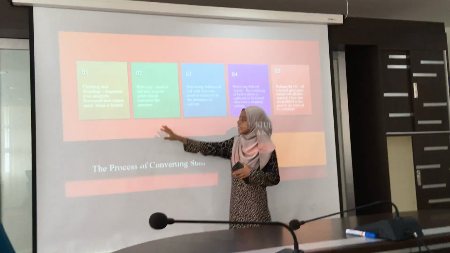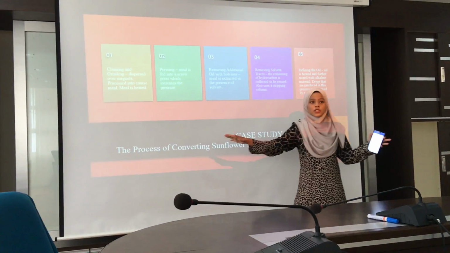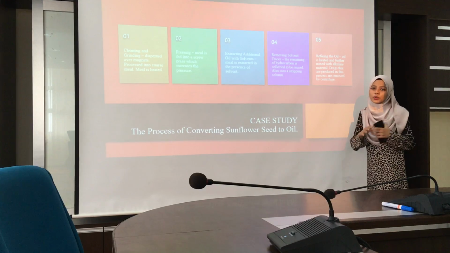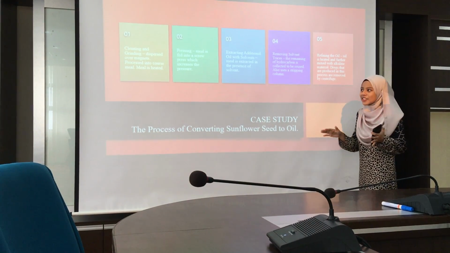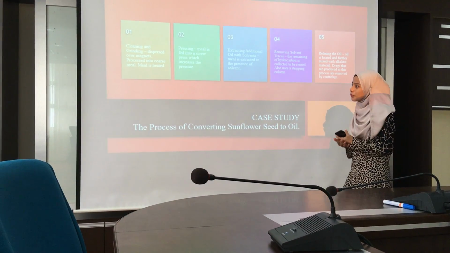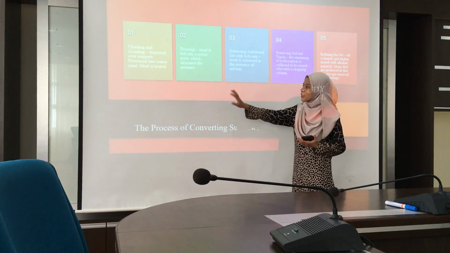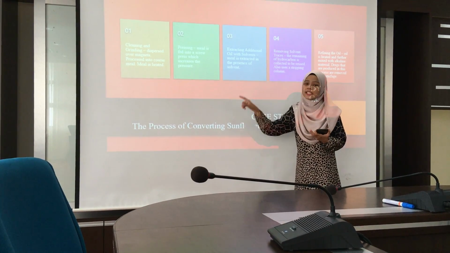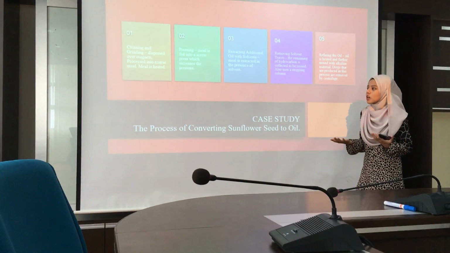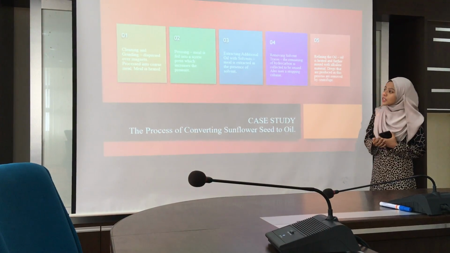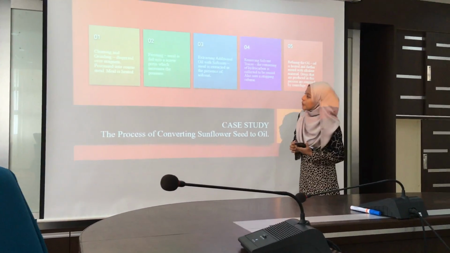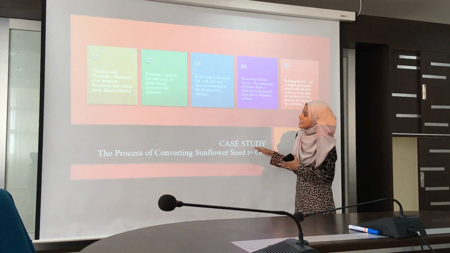The first step is cleaning and grinding. First, the seeds are dispersed over magnets so that the metal residue on the seeds will be removed, and then it is processed into coarse meal. This meal is then heated so that the extraction of oil will be easier. Next is the pressing process.